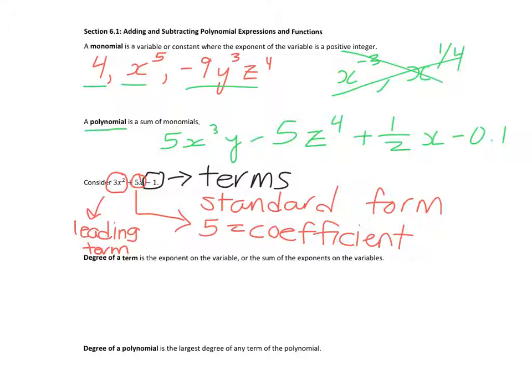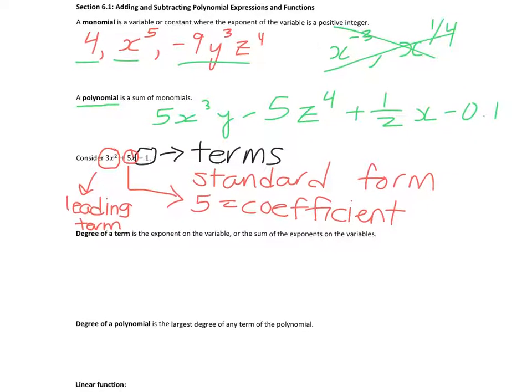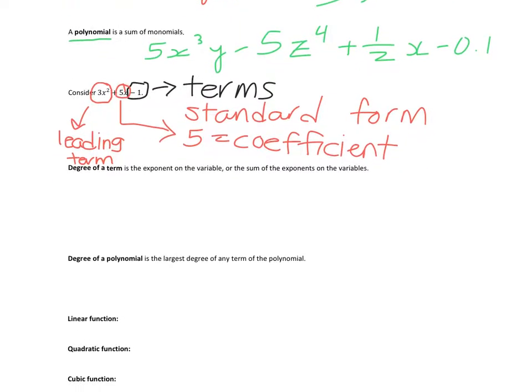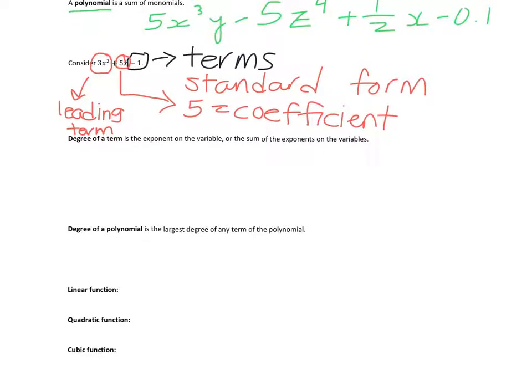Now we talk about the degree of a term. The degree of a term is the exponent on the variable. If there's more than one variable, it's the sum of the exponents on the variables. So in this last example, our leading term, the degree was 2, because that's the exponent on the variable. So we'll write that down: 3x squared has degree 2.